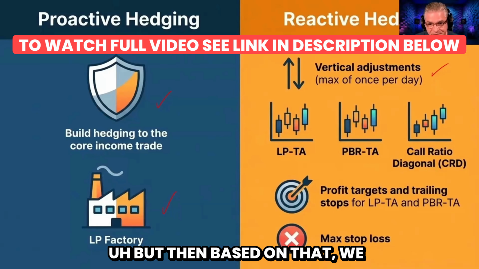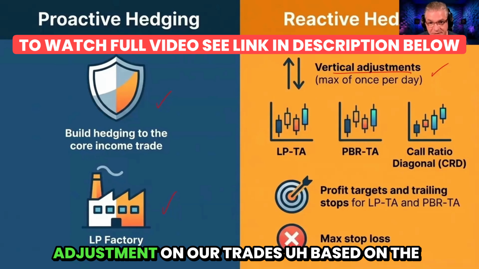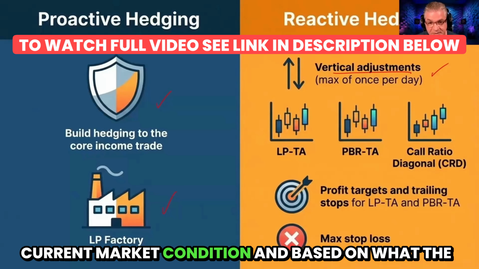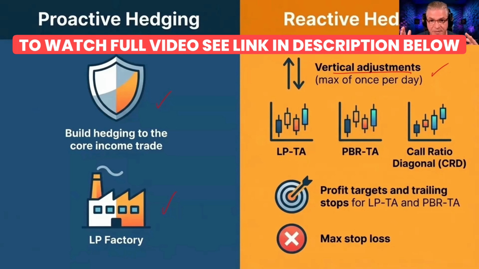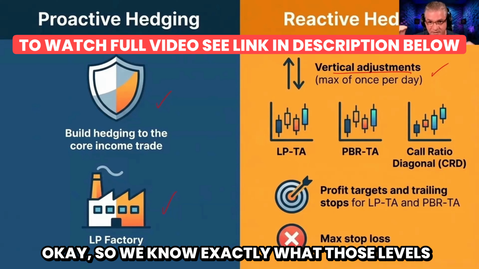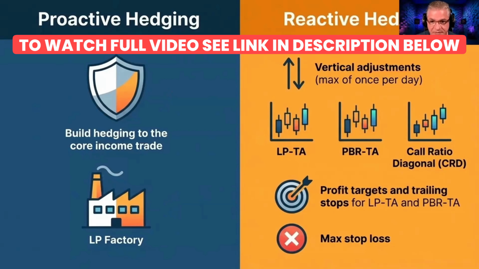But then based on that, we now know if we need to make a vertical adjustment on our trades based on the current market condition and based on what the spreadsheet told us that our delta range needs to be for our portfolio. Okay, so we know exactly what those levels need to be.